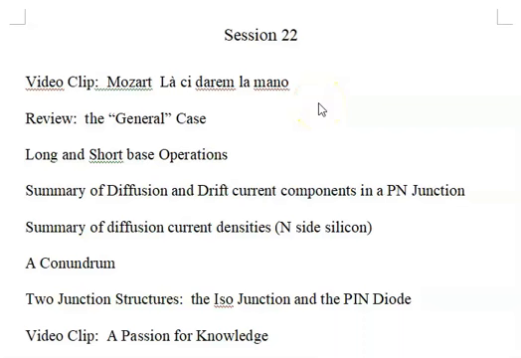Okay, so these are some of the topics we'll be covering today. We'll be reviewing the general case that we did in our last session. We'll be looking at long and short base operations. By long and short base, I mean long where the quasi-neutral region is long, and that's not so good. In fact, it's very bad. And short is where the quasi-neutral region is short, and that also implies that recombination can be neglected in the short base, and generally in the long base recombination cannot be neglected.